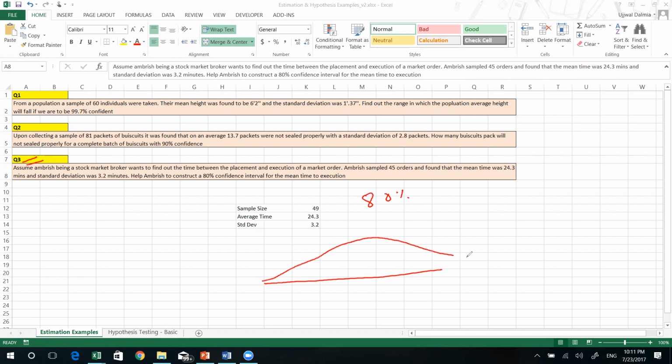I'm just drawing the diagram for all of you so that you can calculate the right answers. The mean is 24.3. Standard deviation, you guys have to calculate using sample size and standard deviation. We're talking about 80% confidence. So this is 80%. Himanshu says 48.6 to 49.3. Himanshu, I think you have mistakenly taken 49 as the average. The average time is 24.3. Calculate using that.